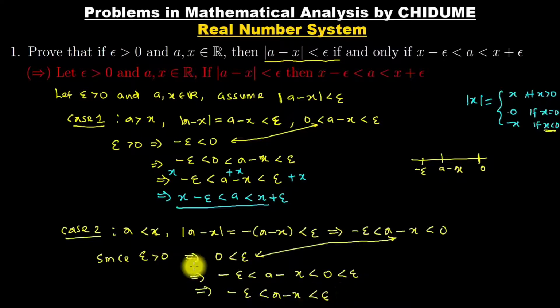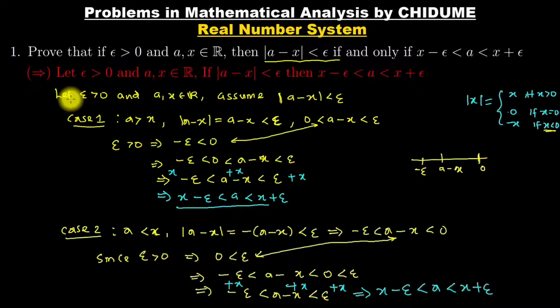Again, if I add x to each of these sides, I'm going to have x minus epsilon less than a. Sorry, this should be the ordinary a, because I've added x, and x minus x cancels out. Then I will have x plus epsilon. Now you can see that in both cases I have the same result. So that means we are done proving this necessary condition.